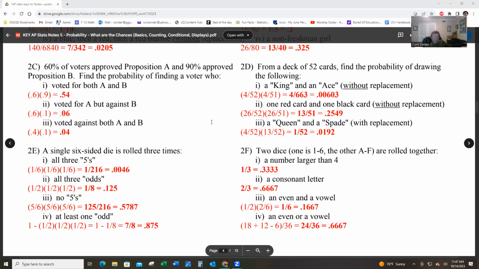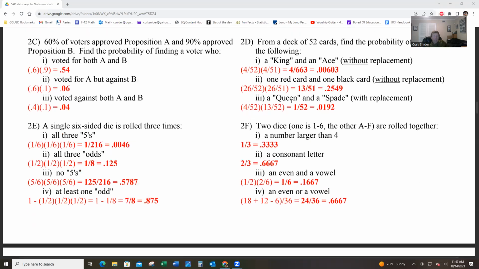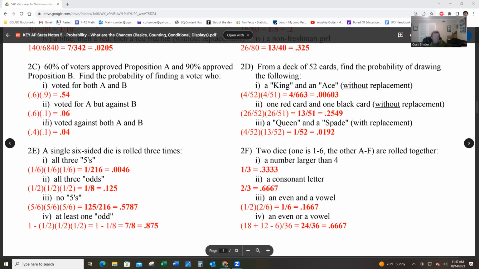Okay, so let's go to C. Okay. So on C, 60% of this is like an election.